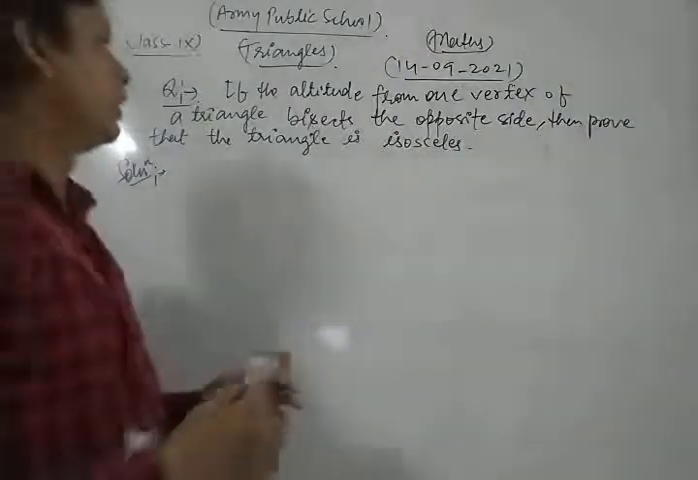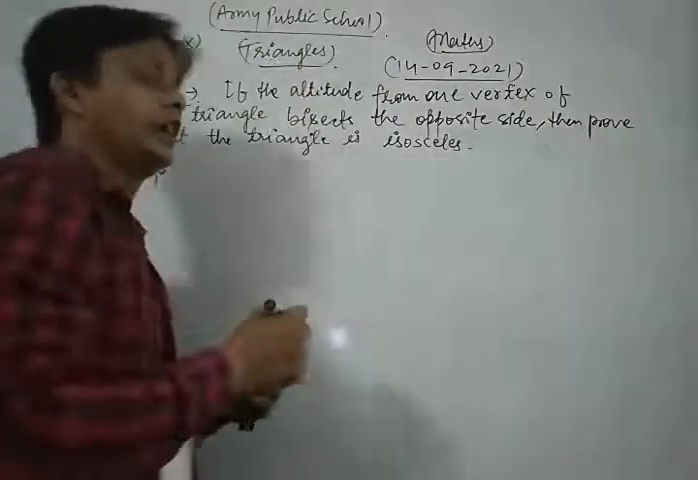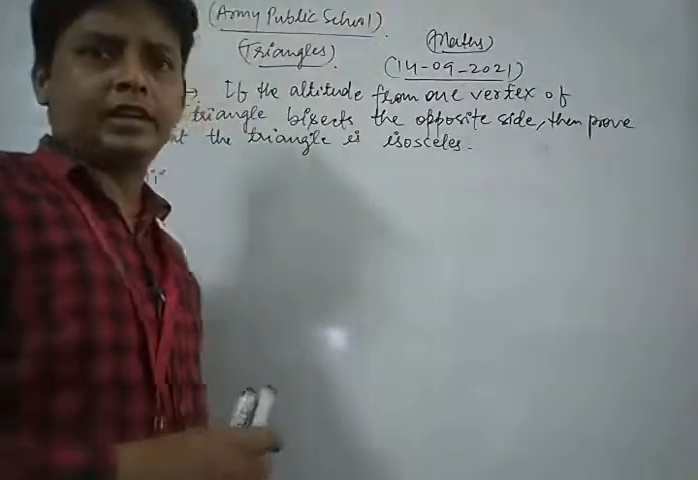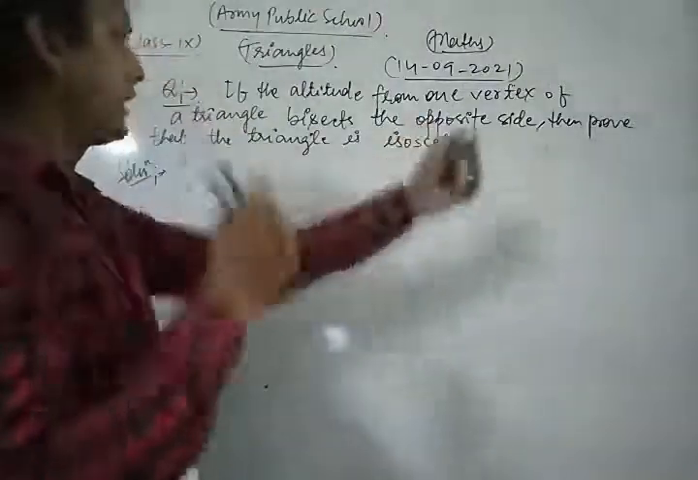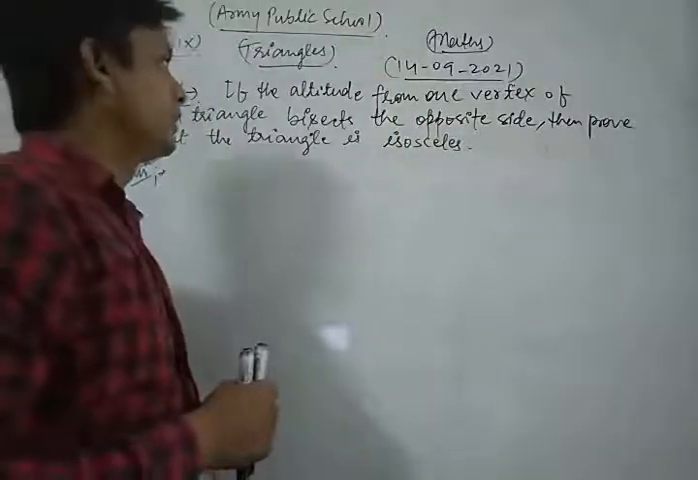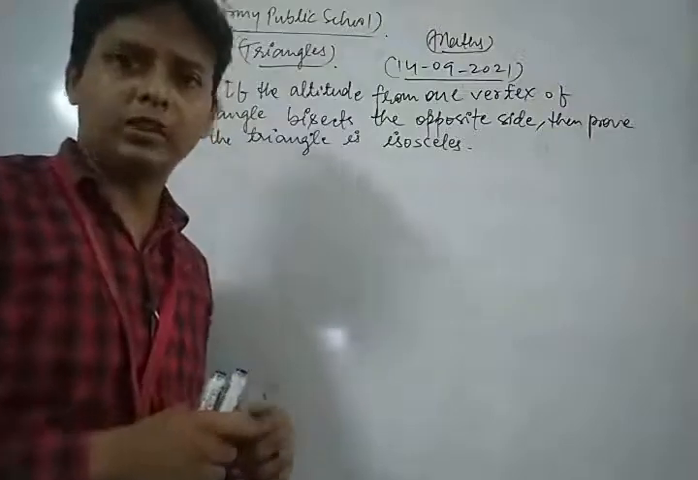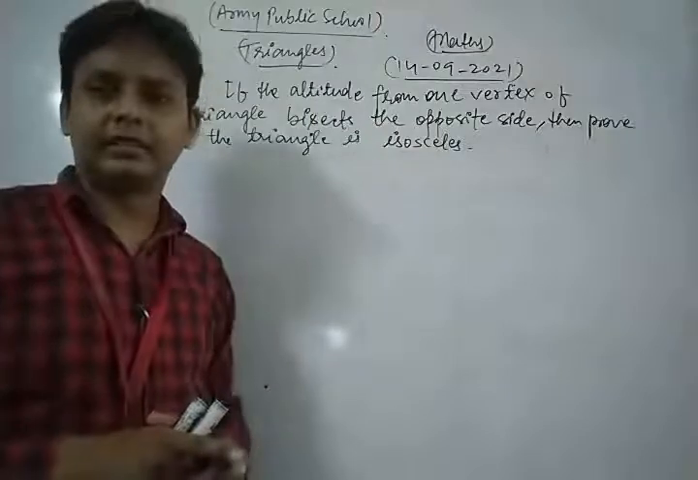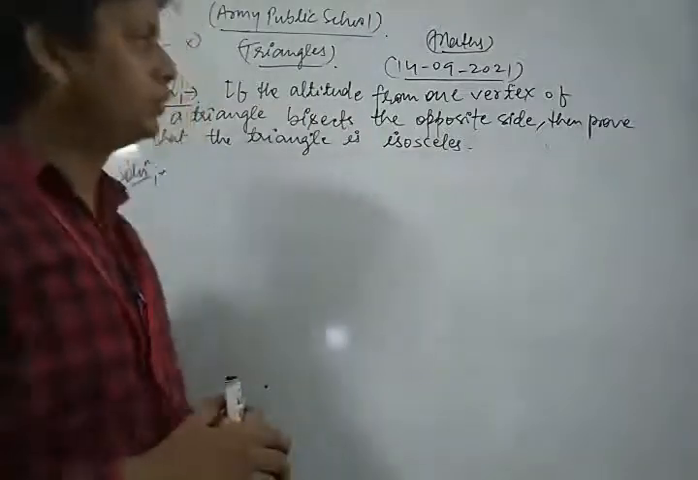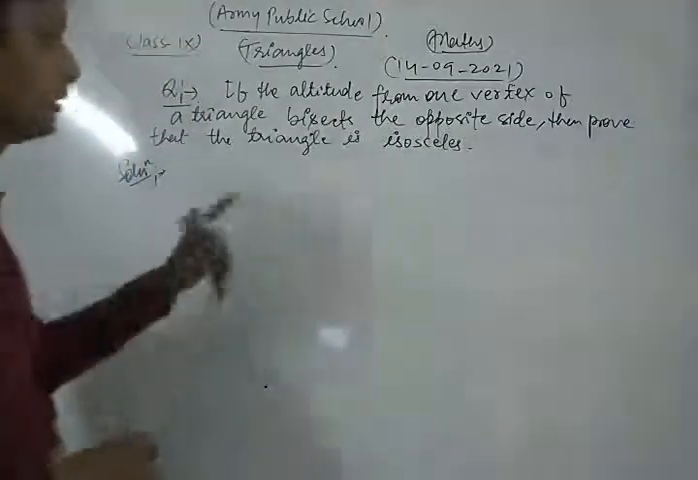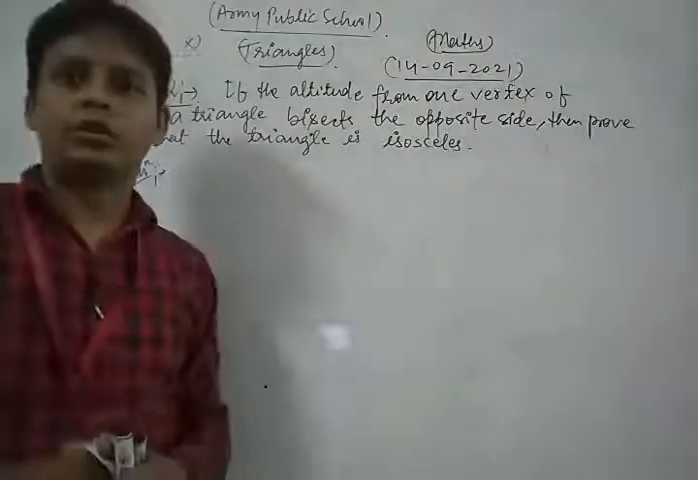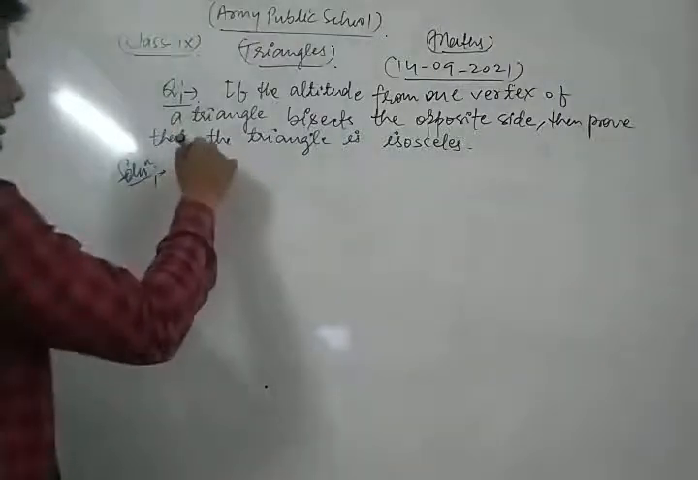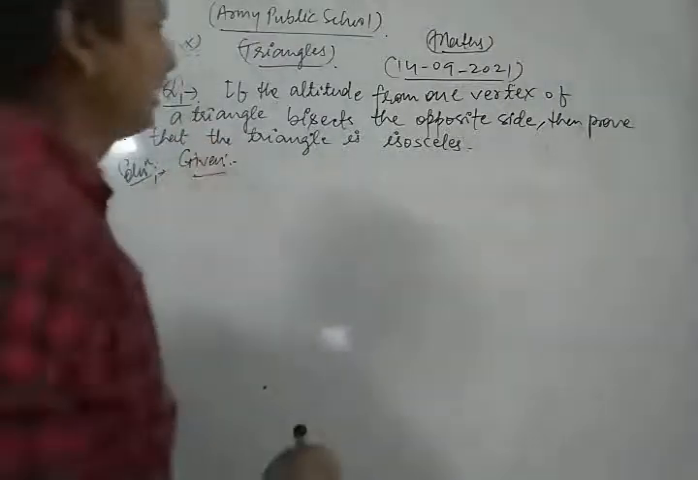Here the question is: if the altitude from one vertex of a triangle bisects the opposite side, then prove that the triangle is isosceles. So first of all, we write the given, and we draw our triangle ABC.